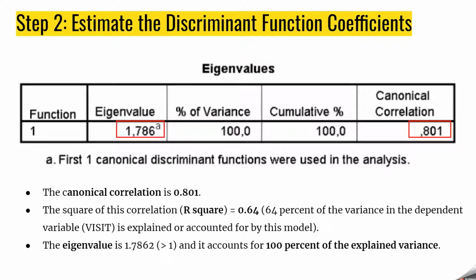In the eigenvalue table, you can see that the eigenvalue is 1.7, and the canonical correlation is about 0.81001. We square this correlation to get the R square, which is equal to 0.64. You can say that 64% of the variance in the dependent variable, visit, is explained or accounted for by this model. The eigenvalue is also larger than 1, and it accounts for 100% of the explained variance and has significance.